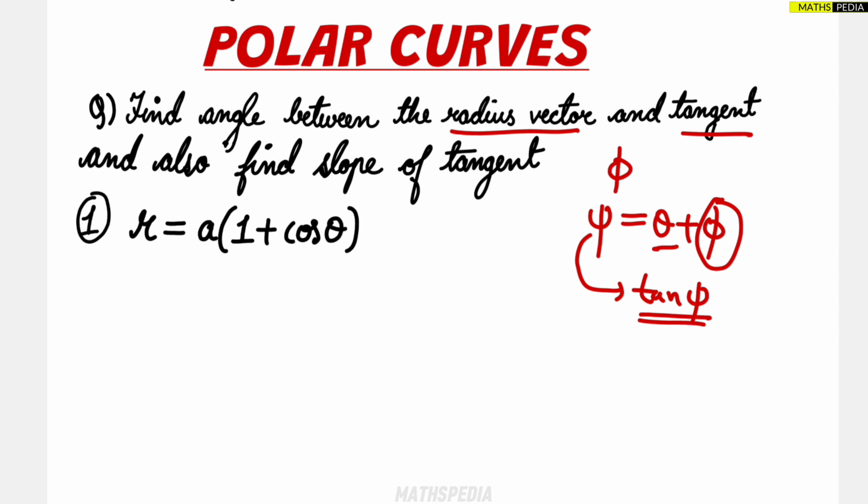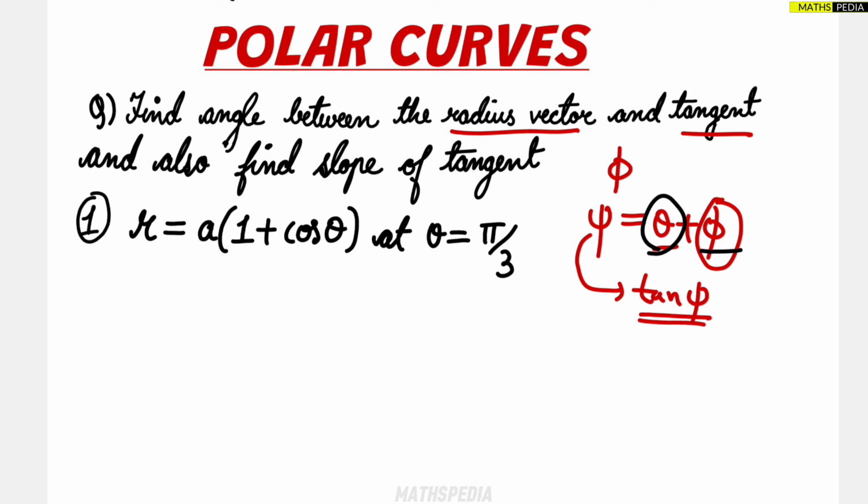Now where is theta given? That is the question. See, in the question they will mention the theta value. So in this particular question, they have given theta equal to pi by 2. Simple. That theta you have to apply here, plus phi, which we'll find out now. So first we'll find out phi.